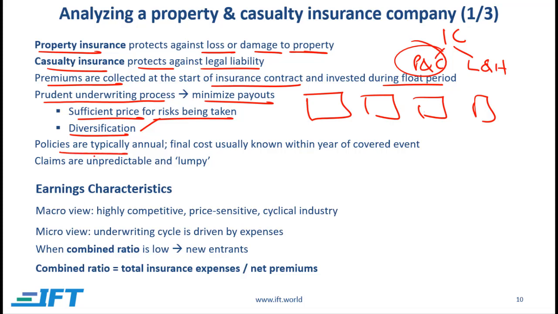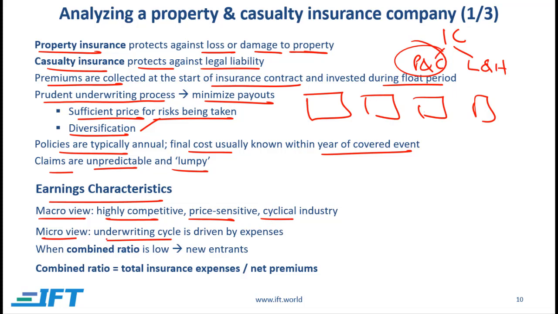Policies are typically annual, and the final cost is usually known within the year of the covered event. The claims tend to be unpredictable and lumpy. In terms of earning characteristics, there is a macro view and a micro view. If we take the property and casualty insurance industry, it's highly competitive, price sensitive, and cyclical.